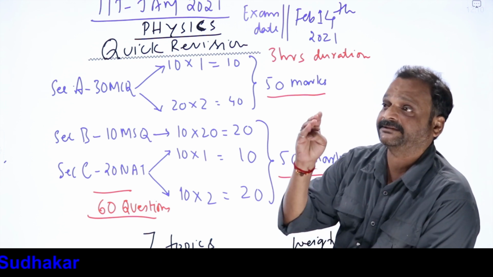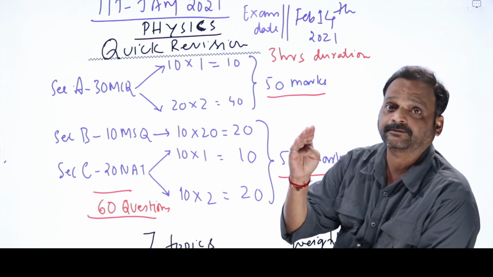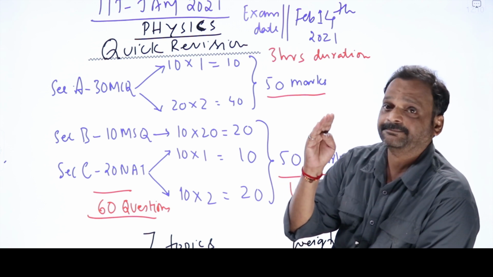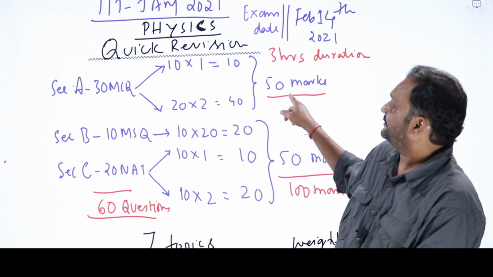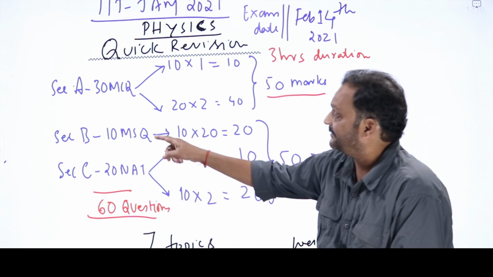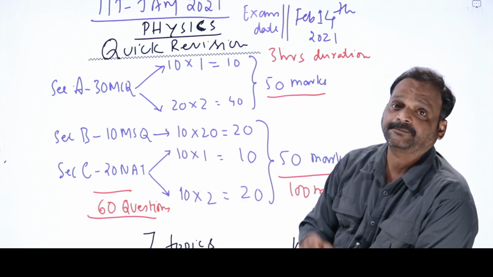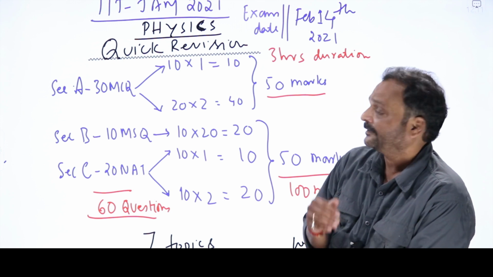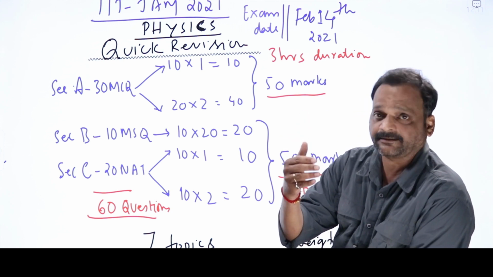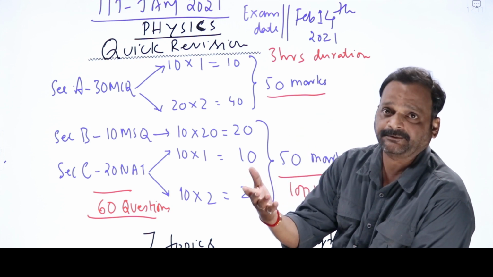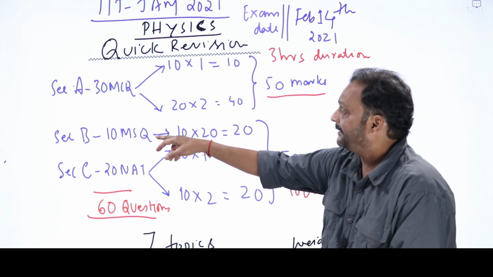Section A itself has 50 marks out of 100 marks. The JAM paper is for 100 marks and there will be a total of 60 questions, and the exam duration is 3 hours. In Section B, 10 MSQs are there, multiple select questions, meaning here more than one option can be right. There can be one option right, or 2 or 3 or all 4 options may be correct. They are called multiple select questions.